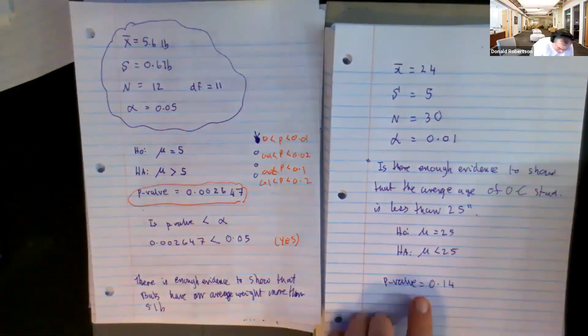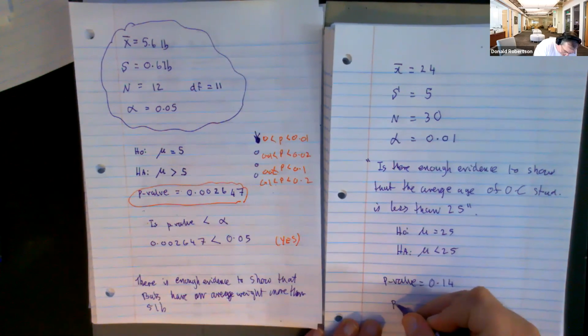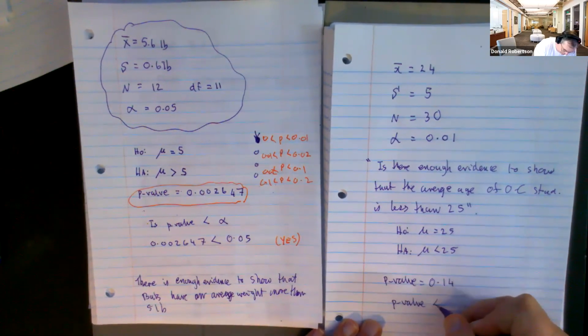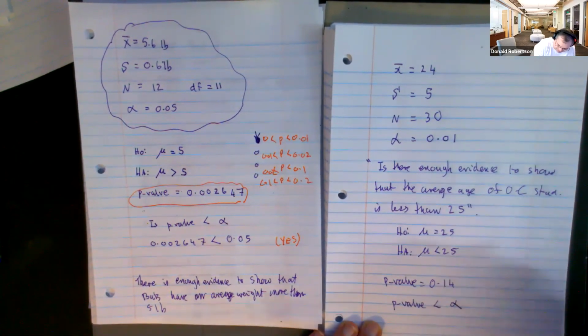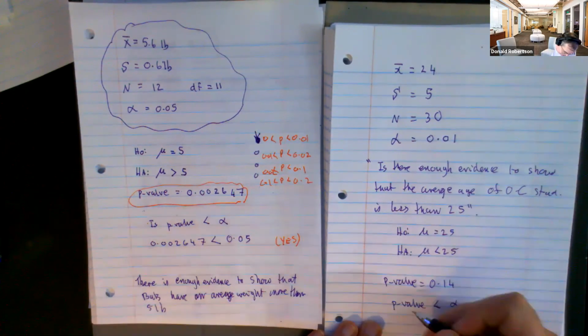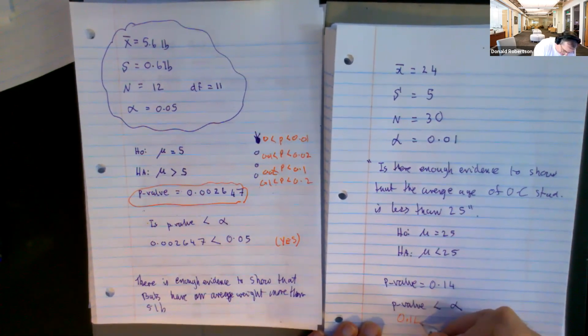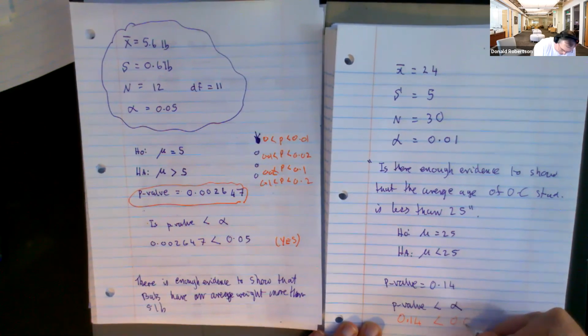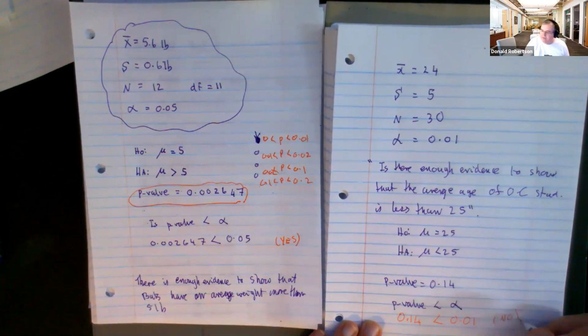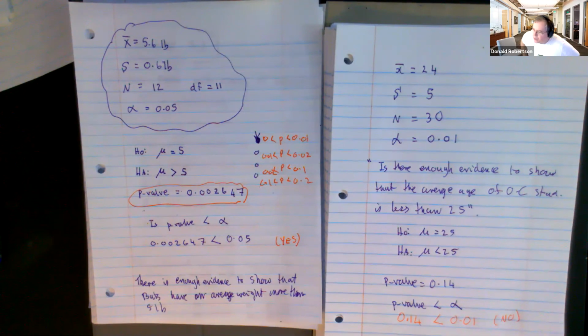When I do the test, is the p-value less than the significance level alpha? We are looking at, is this decimal less than 0.01? Do you see the answer is no, it's not. So that would be not statistically significant. That isn't strong enough evidence anyway to prove anything about the age being less than 25.